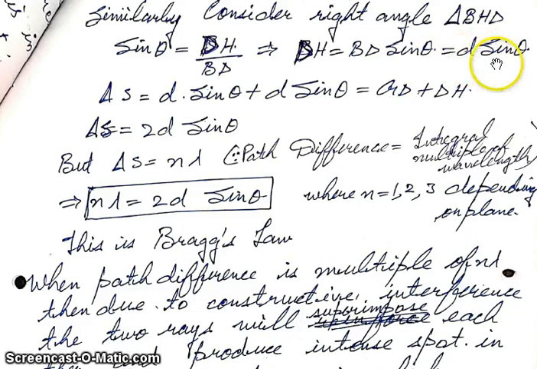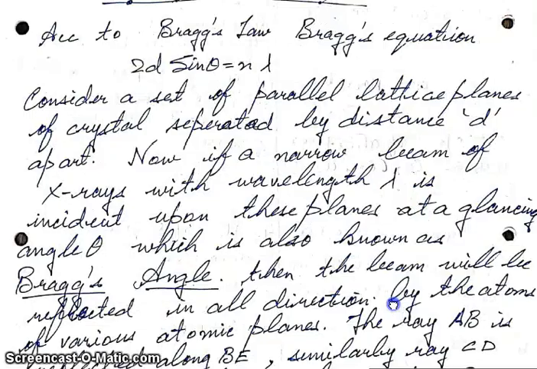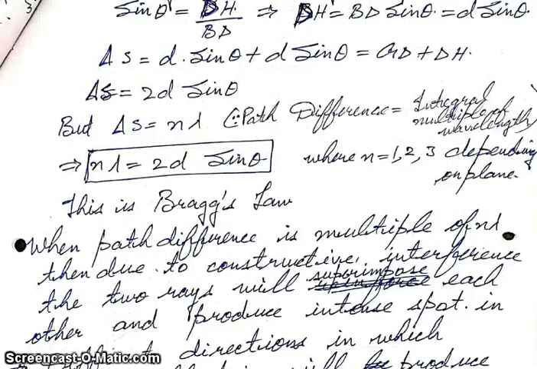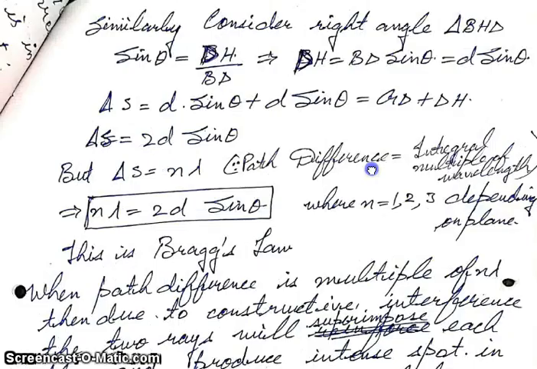Now delta S is equal to d sin theta plus d sin theta, meaning GD plus DH. So in this case delta S is equal to 2d sin theta. But the path difference delta S is equal to an integral multiple of wavelength. So delta S is equal to n lambda, that is equal to 2d sin theta. So n lambda is equal to 2d sin theta, where n is equal to 1, 2, 3 depending upon the plane. So this is Bragg's law.